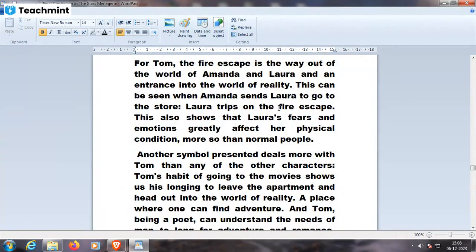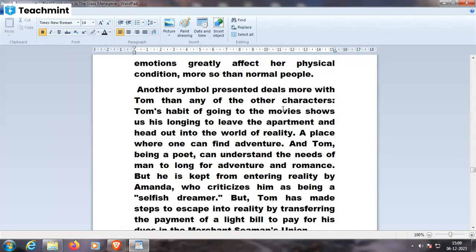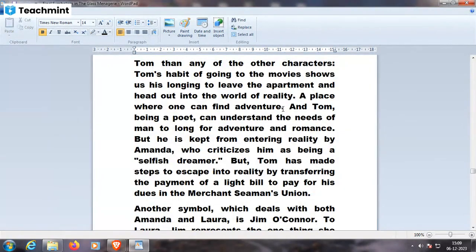Tom's habit of going to the movies shows us his longing to leave the apartment and head out into the world of reality, a place where one can find adventure. And Tom, being a poet, can understand the need of man to long for adventure and romance. But he is kept from entering reality by Amanda, who criticizes him as being a selfish dreamer. But Tom has made steps to escape into reality by transferring the payment of a light bill to pay for his dues in the Merchant Seamen's Union.